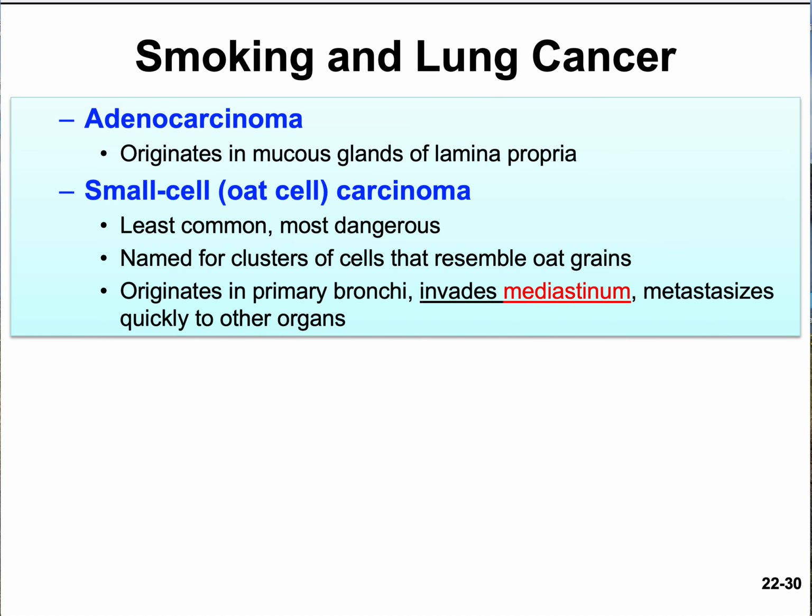But take a look, guys, and notice what's in red. I was telling you about the mediastinum when you started dissecting the thoracic cavity. And I said it's that space right along the midline that contains the heart, major blood vessels, trachea, esophagus, nerves. And this is where typically small cell carcinoma spreads.